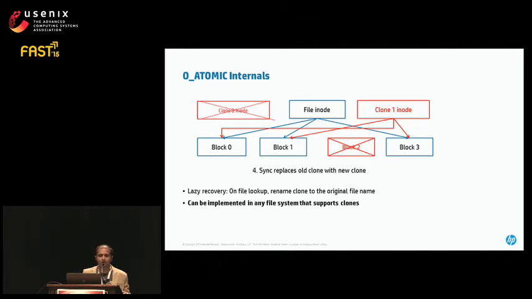So we see that a clone, at any point, if it exists for the file, is the atomic version of the file. Recovery happens lazily. On lookup, if a clone exists for the file, then we delete the file and rename the clone to the file. This can be easily implemented in any file system that supports writable snapshots.